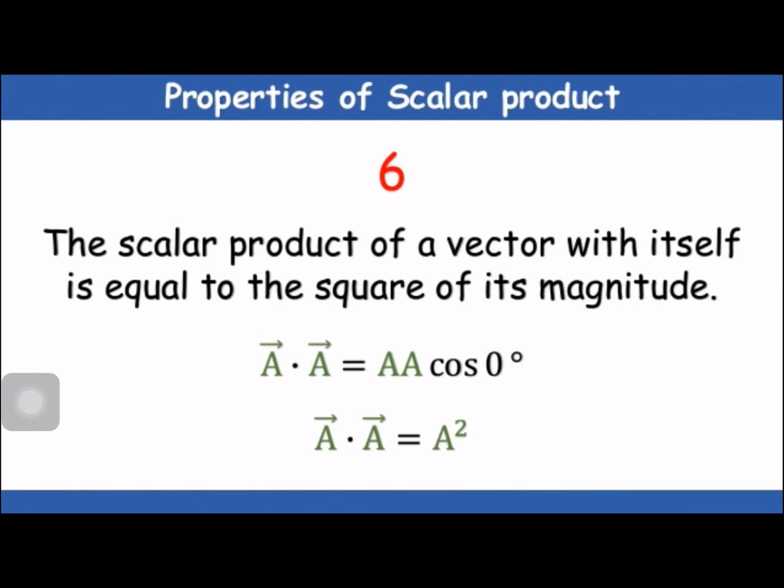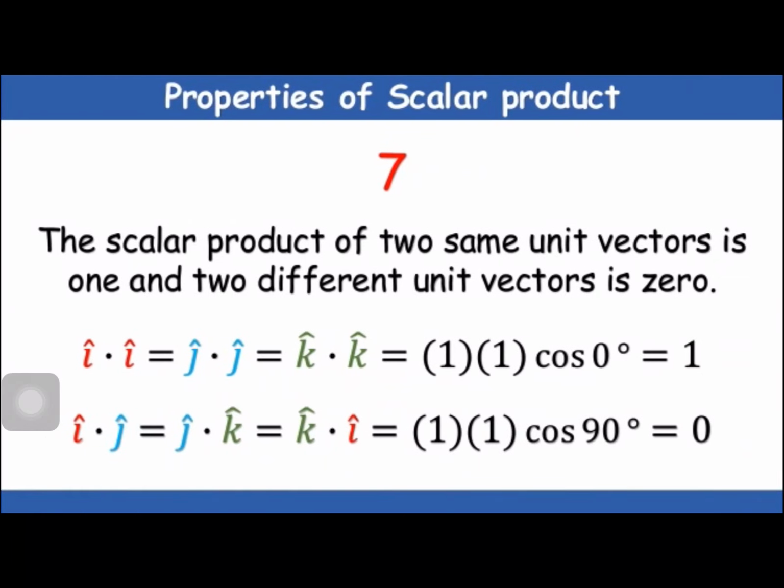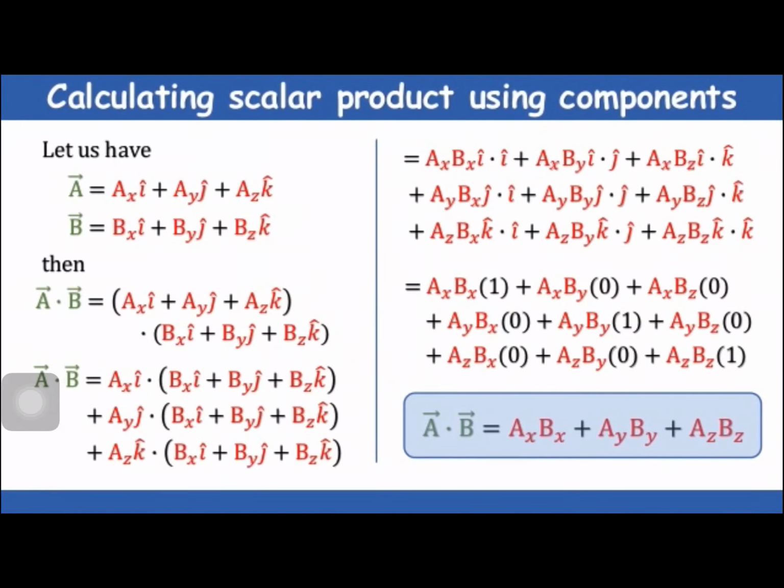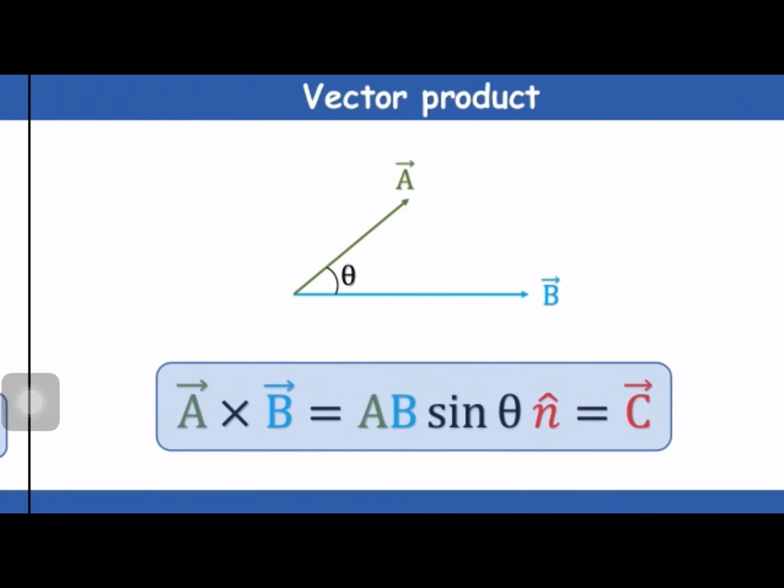The scalar product of a vector with itself is the square of its magnitude. Suppose A dot A, what is it? Theta will be 0, cos 0 is 1, so you get A square. In the same way, the scalar product of two same unit vectors is 1 and of two different unit vectors is 0. Very simple: i dot i equals j dot j equals k dot k equals 1. Suppose you multiply with another component: i dot j or j dot k or k dot j equals 0. This is the way you can multiply A dot B and get the value.